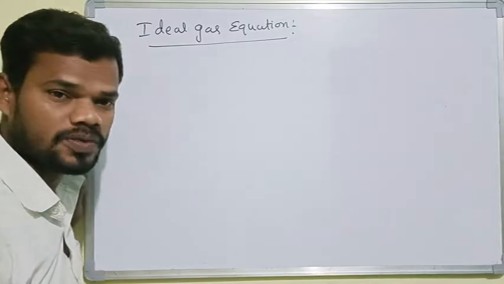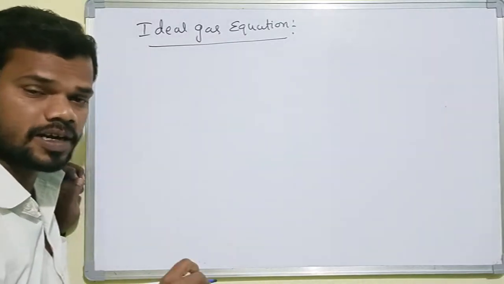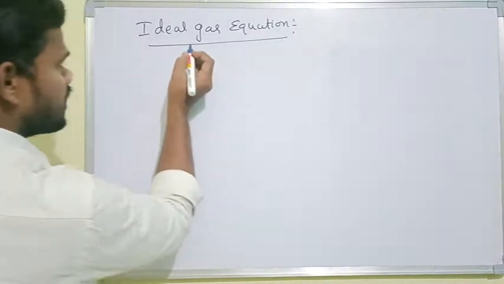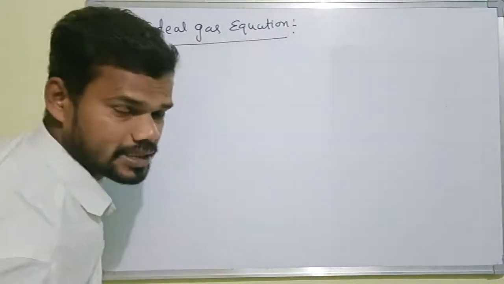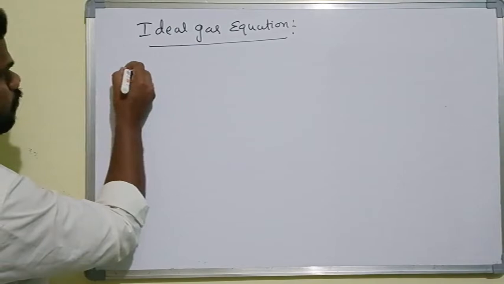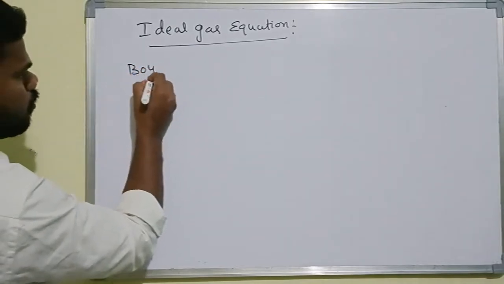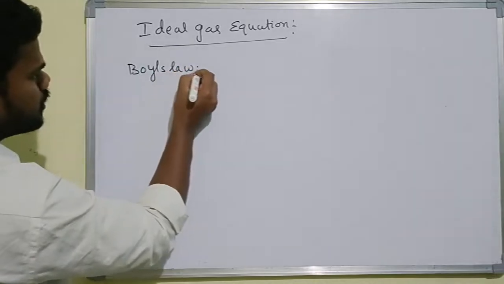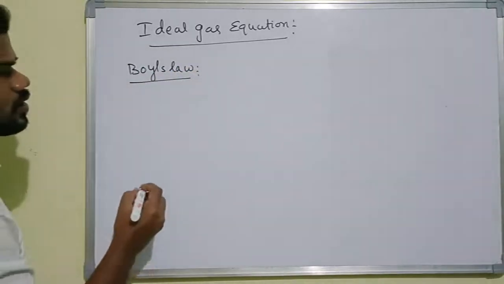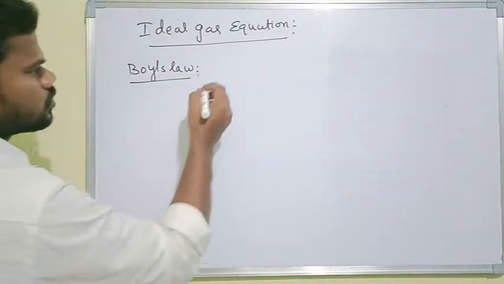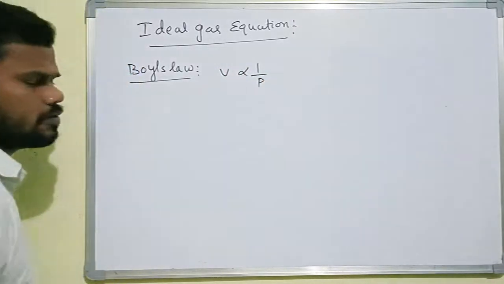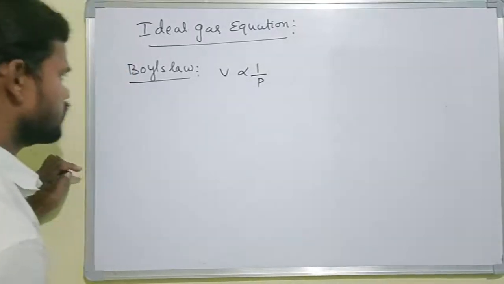In lecture number 2 we discussed different types of gas laws. Now, which of those gas laws give the ideal gas equation? The first one is Boyle's law. In Boyle's law, we know that at constant temperature, volume is inversely proportional to pressure.